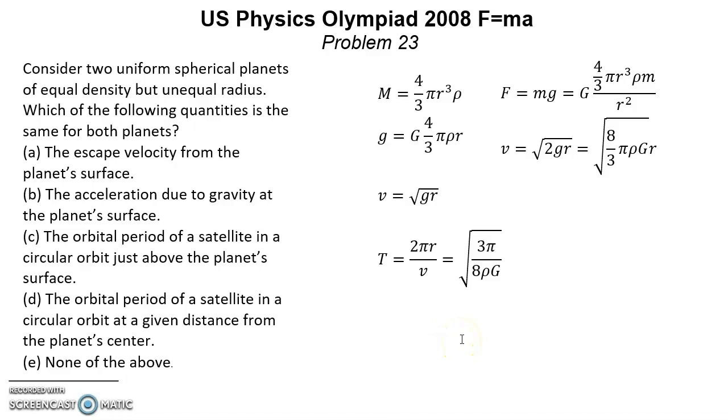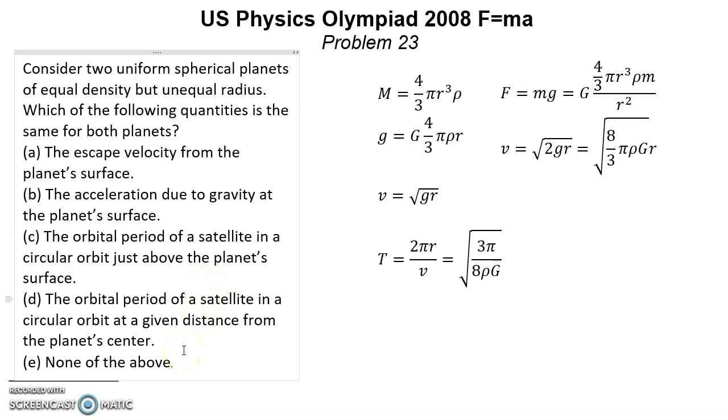And we see that using this substitution, we can find that this speed is again proportional to radius. So the radii cancel, and finally we have the same period for any planet with the same density. So C is true. D.